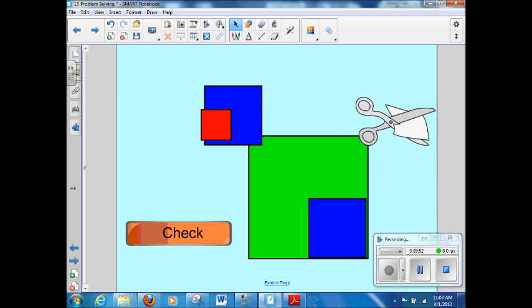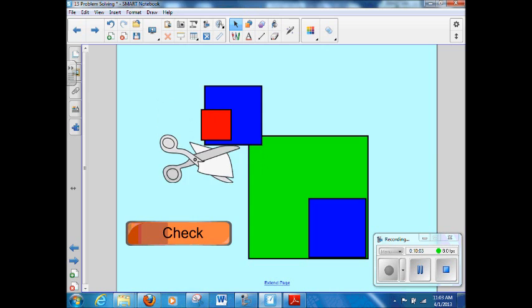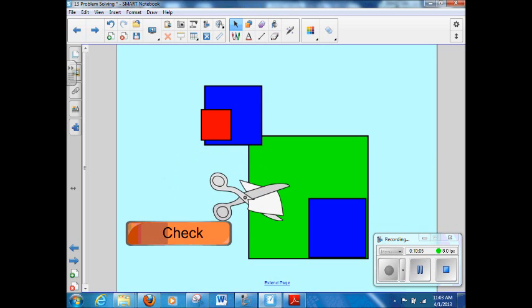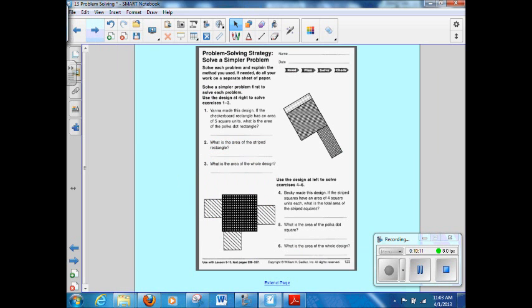Now I have here something that you maybe could try. Since I have a smartboard, I can use these shapes and just move them around, but you might be able to, if you're using some shapes, maybe you could cut the shapes out and lay them on top. So I've got a little scissors icon here for us as part of our checking of our strategy. Let's go on to our homework assignment for tonight.